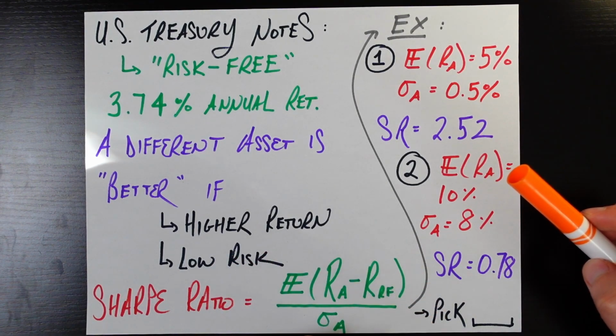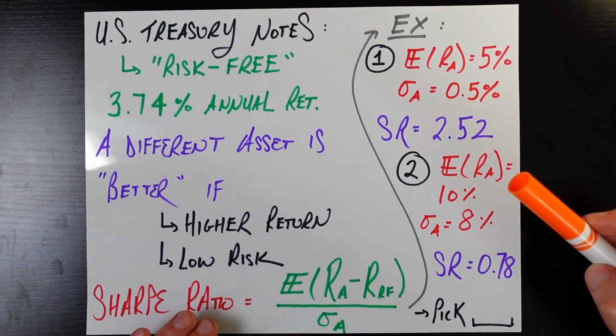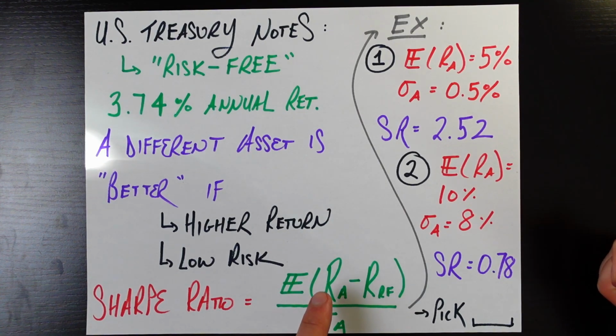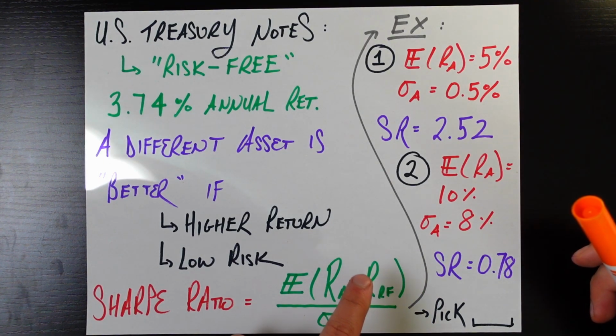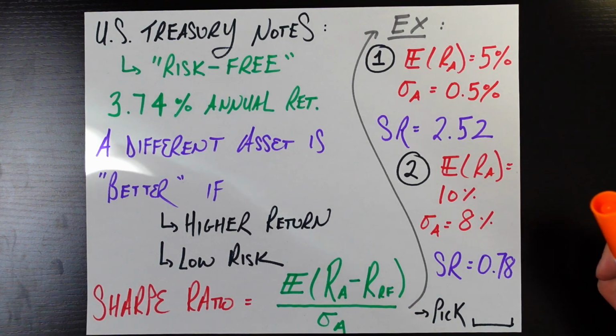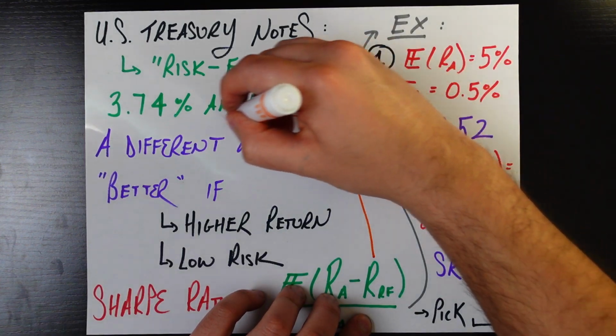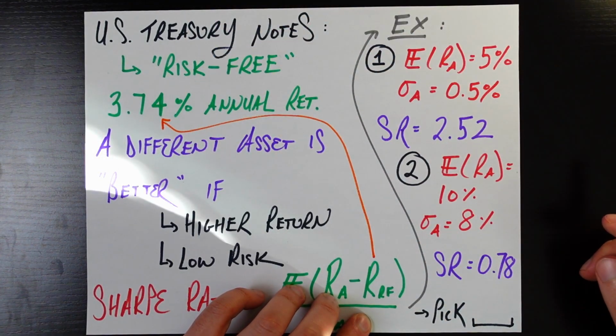And this very little formula here, very simple formula called the Sharpe ratio, captures this stat. So let's unpack this. The numerator of the Sharpe ratio is the expected difference between the return you would get from some asset A and the return you would get from the risk-free asset. So this R, subscript RF, is the return you would get from a risk-free asset, and we already know what that is on this page. As of now, it's 3.74%.